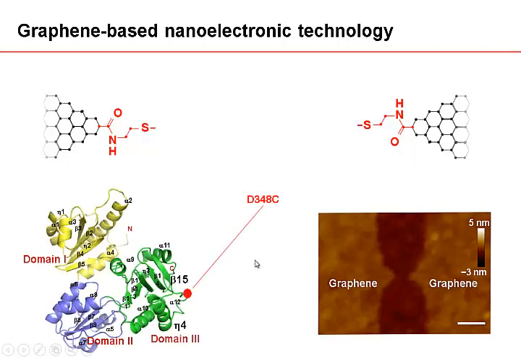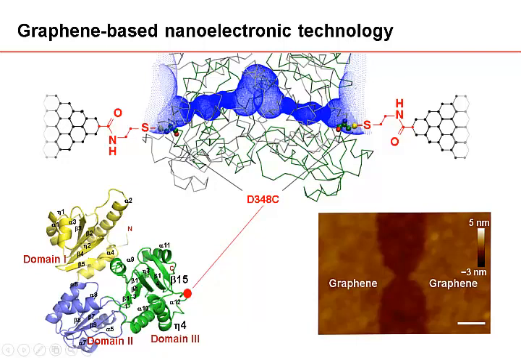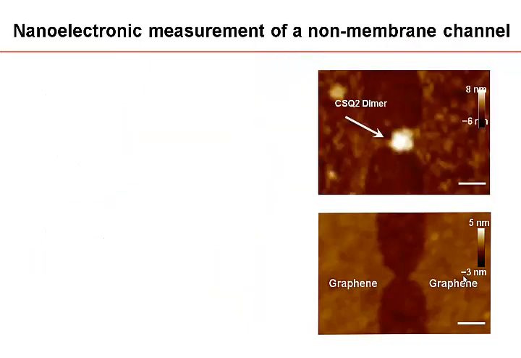To link CSQ2 molecules to the thioreactive electrodes, we introduced the assisting labeling site at the residue 348. In this design, each CSQ2 monomer in the dimer can be connected to an electrode by the formation of a disulfide bond. The connection of a CSQ2 dimer to the nanoelectrodes can be visualized by atomic force microscopy. To measure the electrical property of a CSQ2 dimer, we applied different voltages.